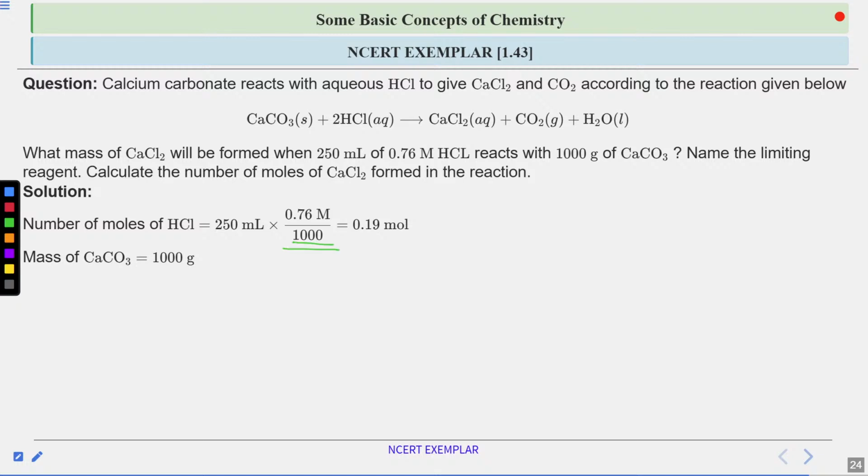Now what is the mass of calcium carbonate? It is 1000 gram. It is given in the question. No, you can't take it in milliliter. Never. Then here we can use our direct formula, which is given mass by molar mass. It will give you 10 mole as the number of moles of calcium carbonate. So you have the moles of HCl and you have the moles of calcium carbonate. So the first thing is done.